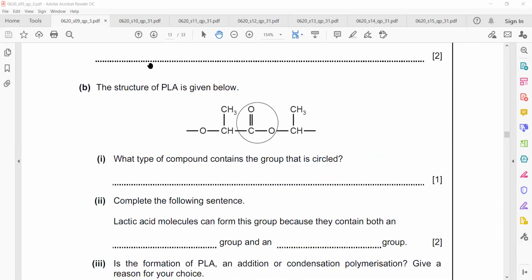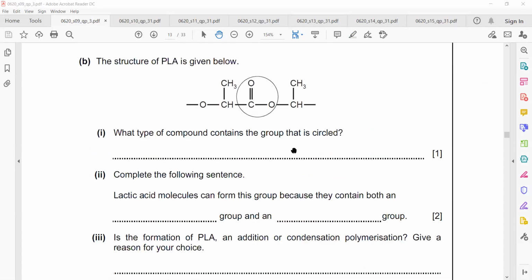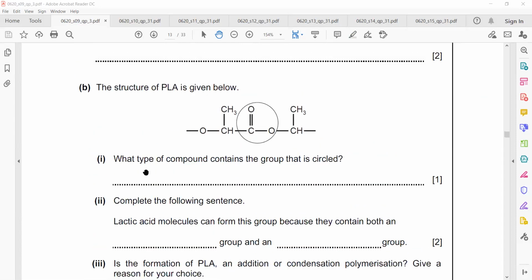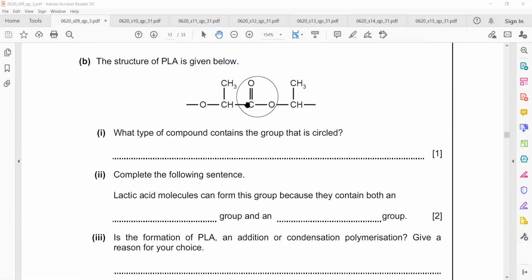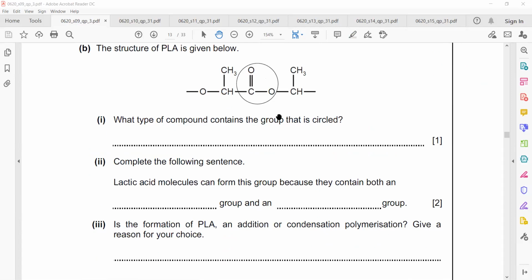The next one, the structure of PLA, polylactic acid, is given below. What type of compound contains the group that is circled? What we call the C double bonded with O and O. So we call that an ester. Complete the following sentence. Polylactic acid molecules can form this group because they contain dash group and dash. So how are esters formed? Which two groups react to form the ester?